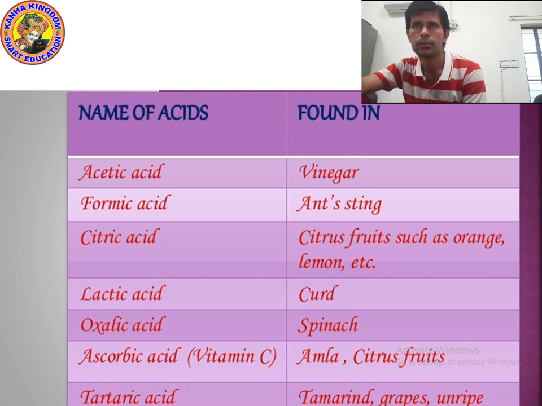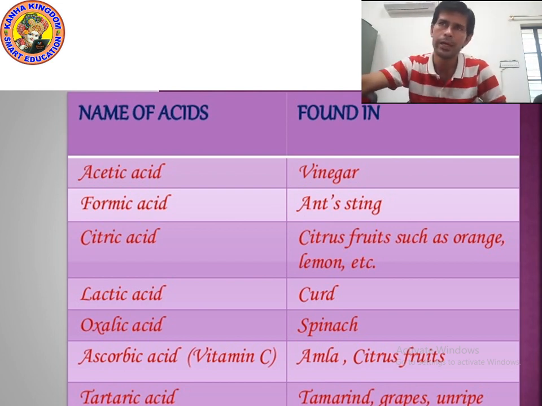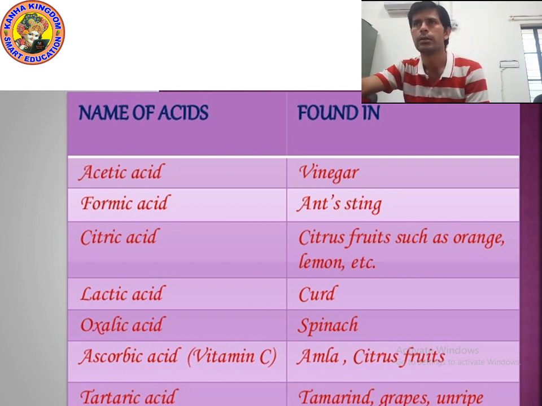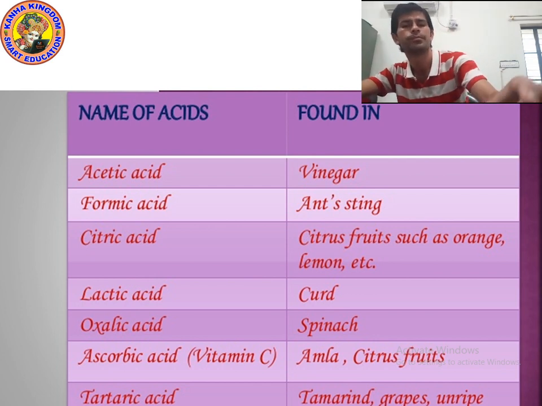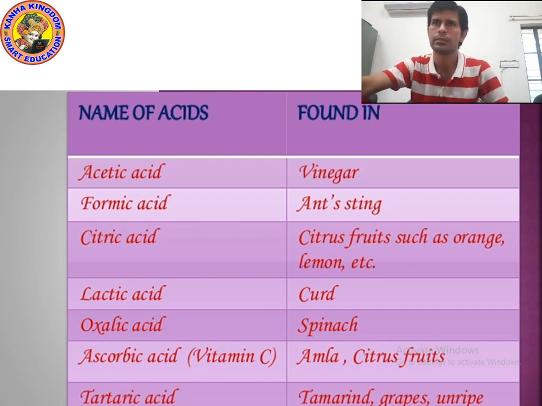So kids, next is ant sting. You know when an ant bites, it releases an acid which is named formic acid. So formic acid is found in ant sting.